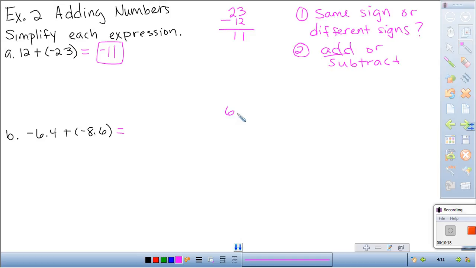Ignoring the negative, 6 and 4/10 plus 8 and 6/10. Remember to line up your decimals. 4 plus 6 is 10. Carry the 1. Bring down my decimal. 8 plus 6 is 14 plus 1 is 15. So it's 15 or 15.0. Either one is fine. And then remember that you keep the sign of your addends. So if both of your numbers are negative, your answer has to be negative.